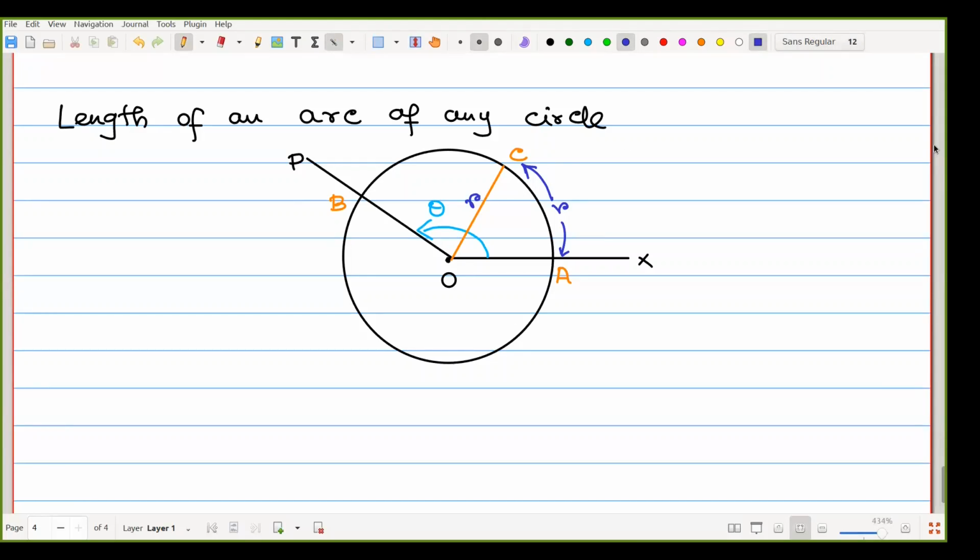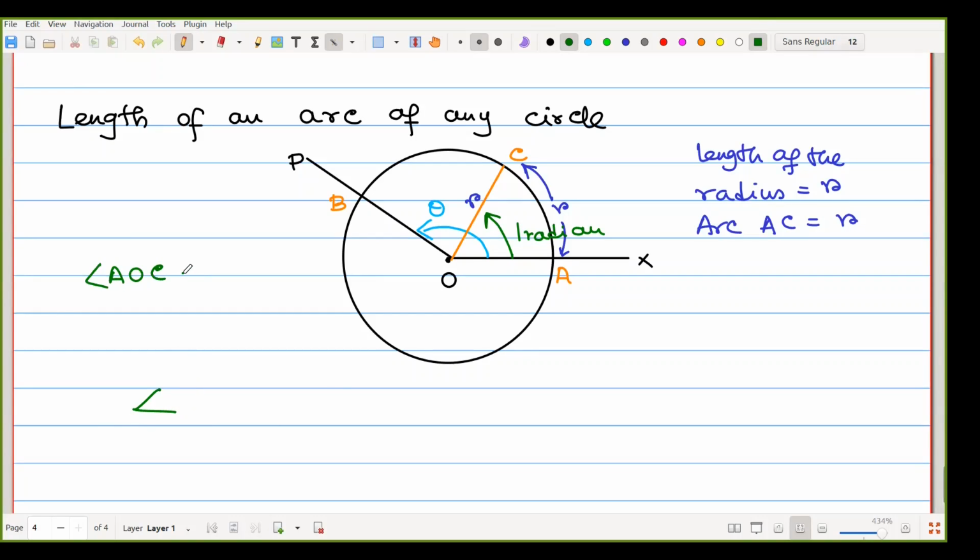The length of the arc is R. That means whatever be the length of the radius, the length of the radius is equal to R, and arc AC is also R. So we can say that particular angle is 1 radian. Already that has been described in the previous class. So according to the angle, we can write, here I am once again writing angle AOC is equal to 1 rad or radian.